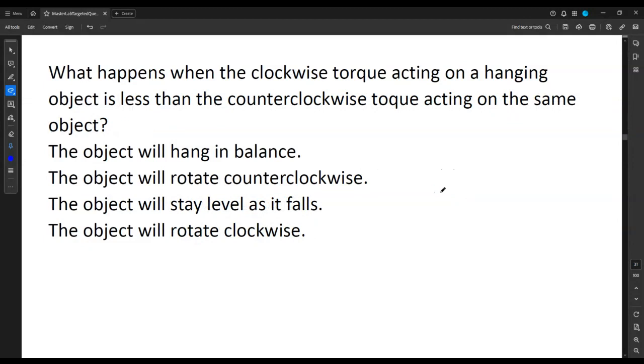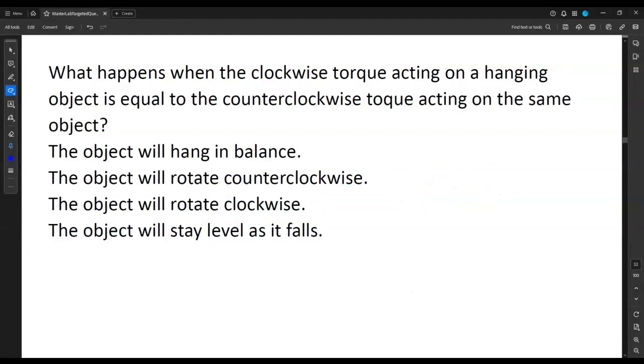For the next one, if I have some clockwise torque and it's less than the counterclockwise torque, so it means my counterclockwise torque is some really big torque trying to go the other way, then think about this to decide who's going to win. And I think it's obvious then to be counterclockwise.